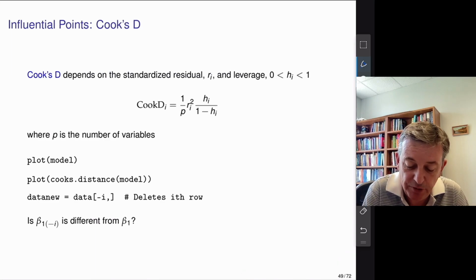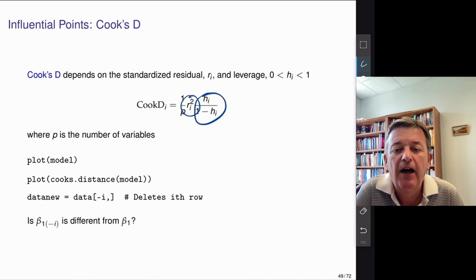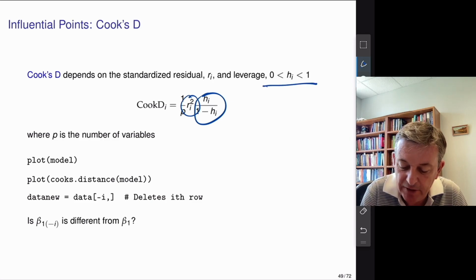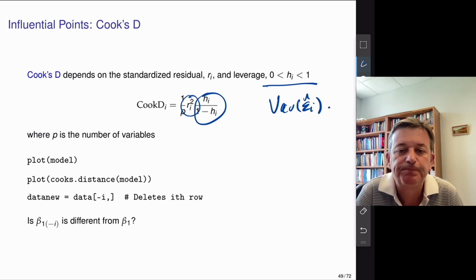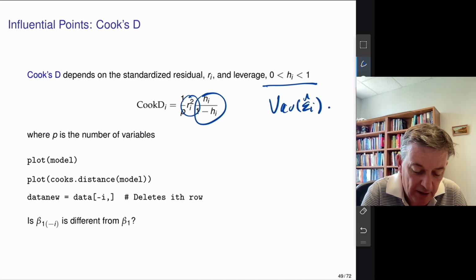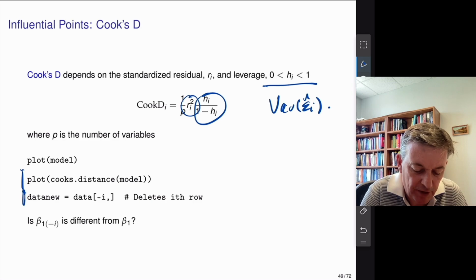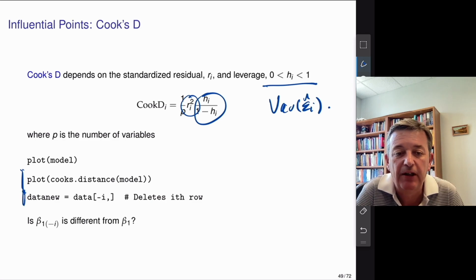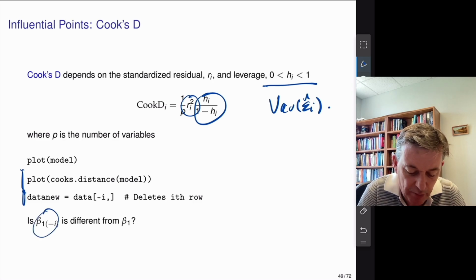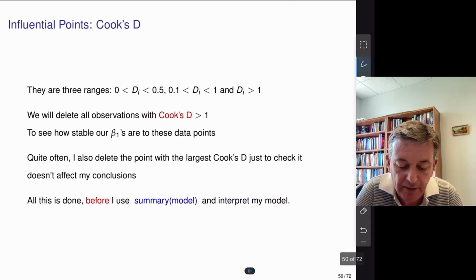So here's a formal definition of Cook's distance. It depends on the standardized residuals R sub i, and it depends on something called the leverage factor. The leverage factor helps us calculate what the variance is of those residuals. And again, if you use plot Cook's distance in R, you'll find a time series or a by-case index plot of Cook's distance. If you define a new data set as data minus i, it'll delete the ith row, and the idea is you're looking to see whether the beta hats change. So it's an important thing to look at.